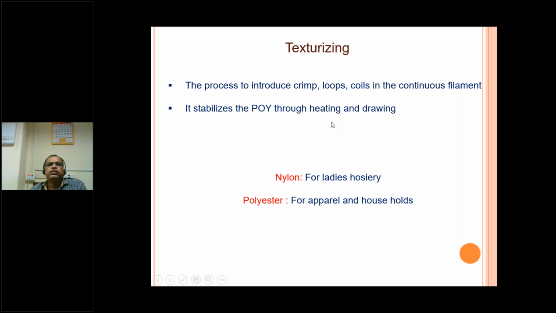Next requirement, in addition to the melt spinnable filaments, is texturizing. It is the process to introduce crimp, loops, and coils in the continuous filament. It stabilizes the POI through heating and drawing. This is for textured yarn. POI is necessary, so POI will be drawn and textured. Texturing means to make crimps, loops, coils, to make some voids in the yarn, make it comfortable, and make the yarn fuller in nature. And these textured yarns, nylon textured yarns are suitable for ladies' hosiery, and polyester textured yarns for apparel and households.